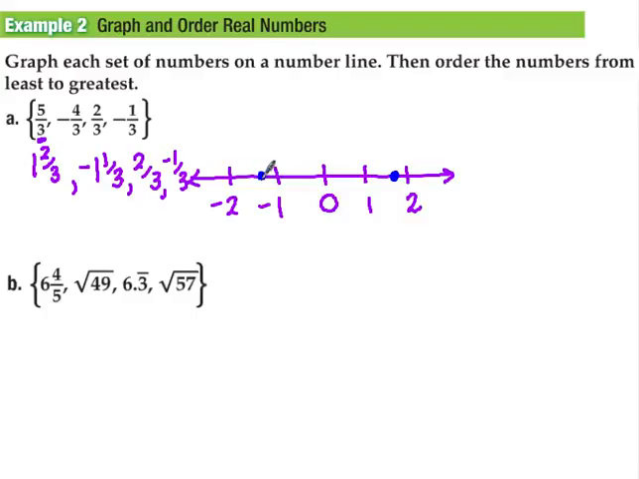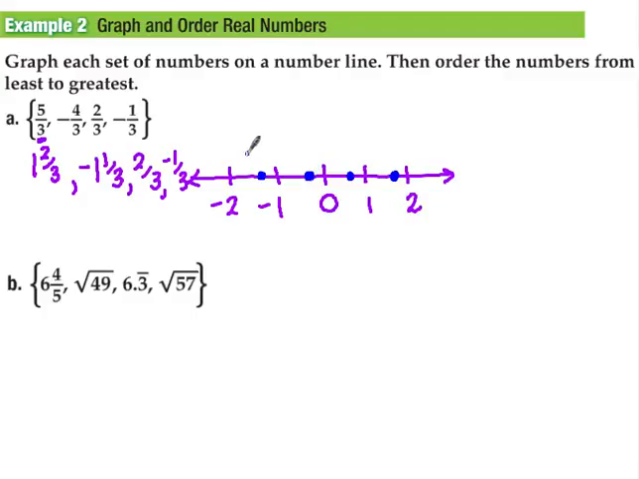Okay, what about 2/3? Between the 1 and the 0, closer to the 0, closer to the 1. Closer to the 1, yep. And then negative 1/3. Between the 1 and the 0, so right about here.